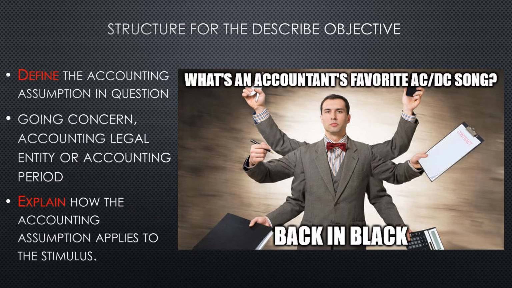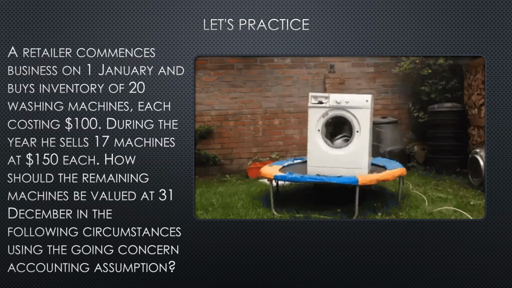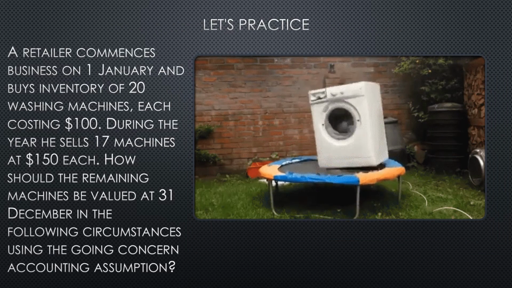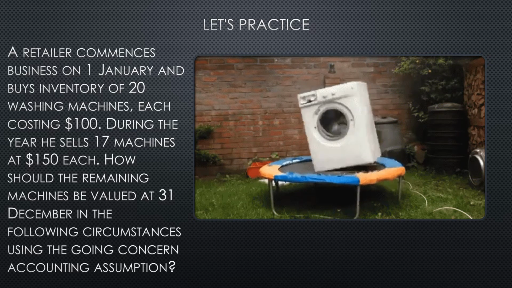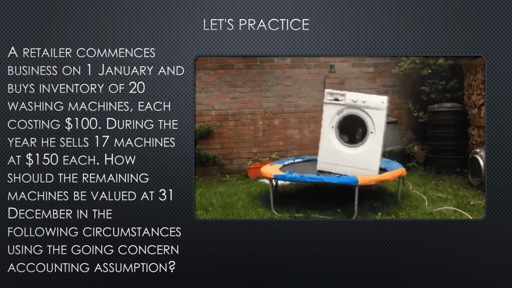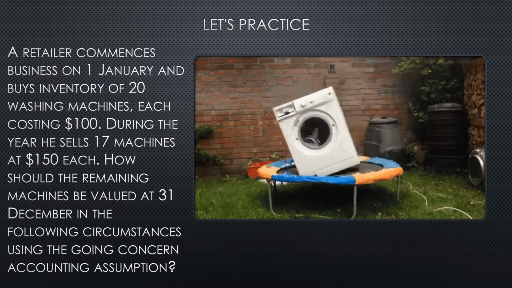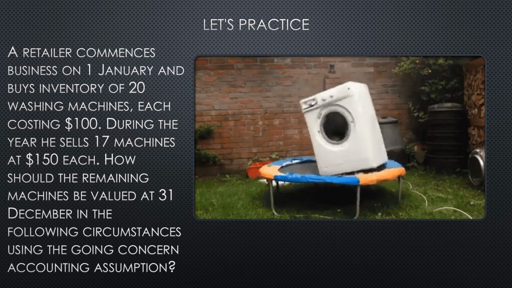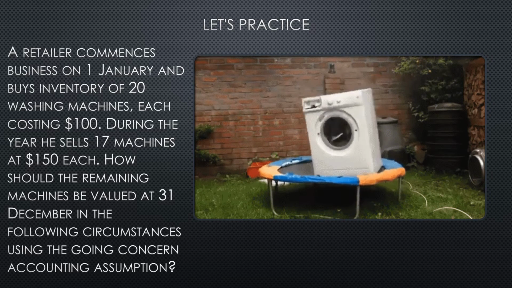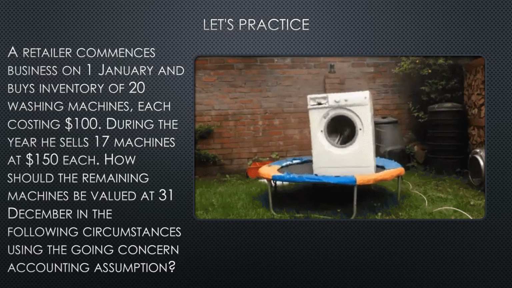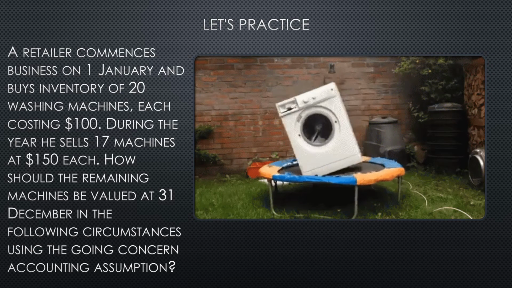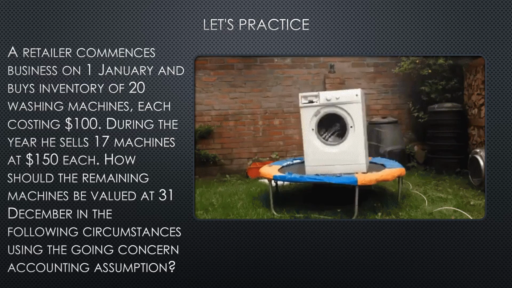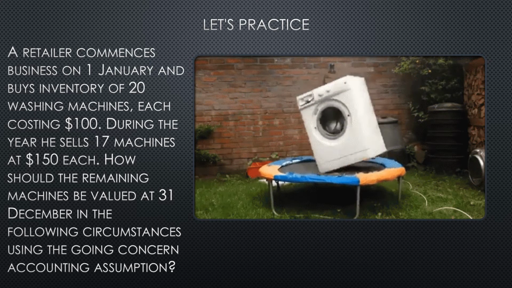So we're going to be looking at a practice question now, and I'll give you a set out on how to actually answer that question. So let's practice. And this is one question here. A retailer commenced businesses on the 1st of January and buys inventory of 20 washing machines, each costing $100. During the year, he actually sells the 70 machines at $150. How should the remaining machines be valued at the 31st of December in the following circumstances using the going concern accounting assumption?